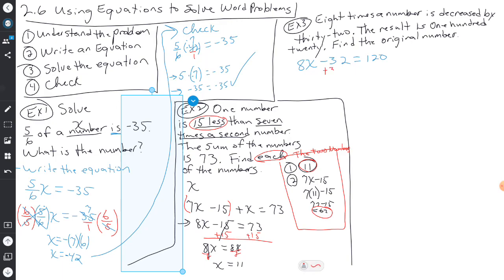Right. All right, so 8x is going to be equal to 152. Okay. Right. Divide by 8. So x is equal to what? 19. Okay, good.